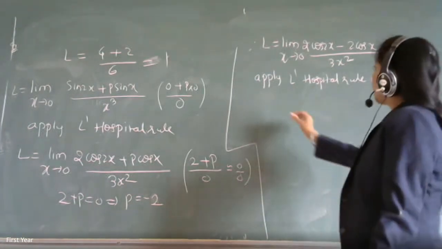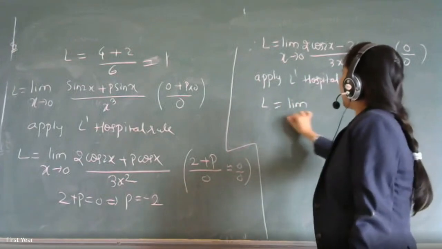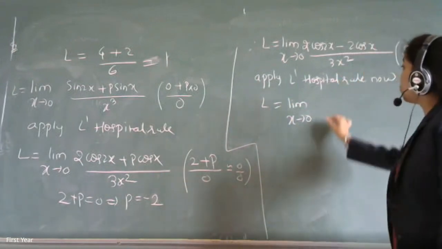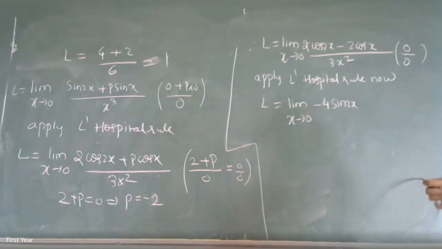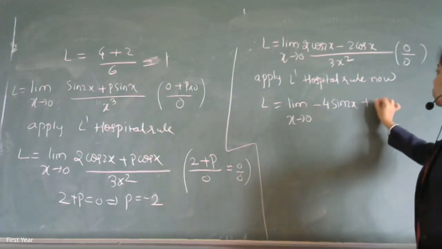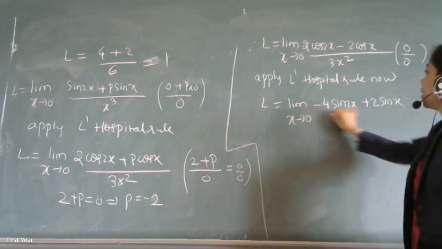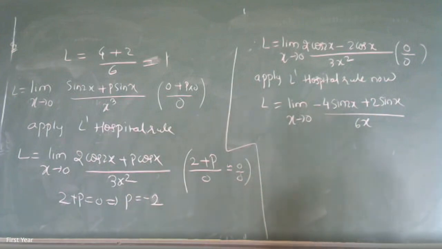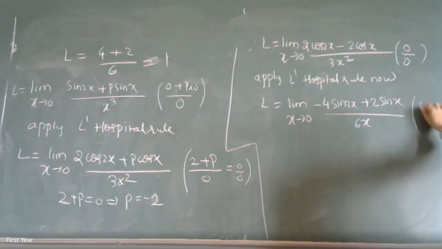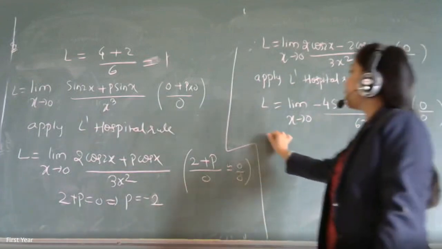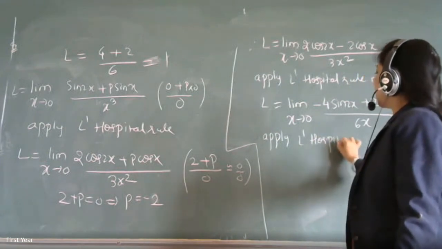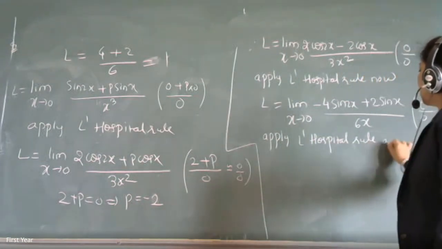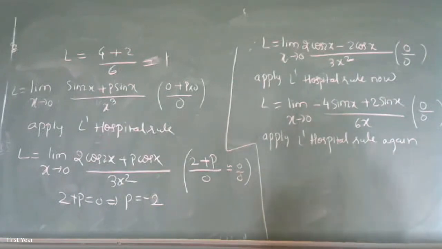So what you will get? L is equal to limit as x tends to 0. Derivative of cos 2x is -4 sin 2x. Correct, na? And derivative of cos x is minus sin x, so it is +2 sin x divided by 6x, 3x square का derivative, which is again 0 by 0. So apply one more time. So apply rule again. So final, now you get the answer because derivative of 6x is 6.